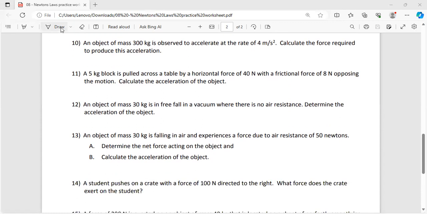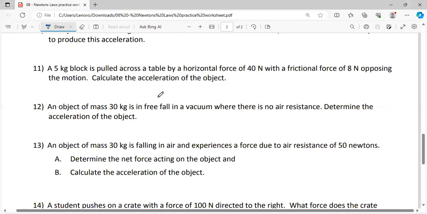So we'll get started. I'm going to continue from number 11. A 5 kg block is pulled across a table by a horizontal force of 40 Newton with a frictional force of 8 Newton opposing the motion. If you draw the situation, this is a box which has a mass of 5 kg. So the weight itself should be 50 Newton.